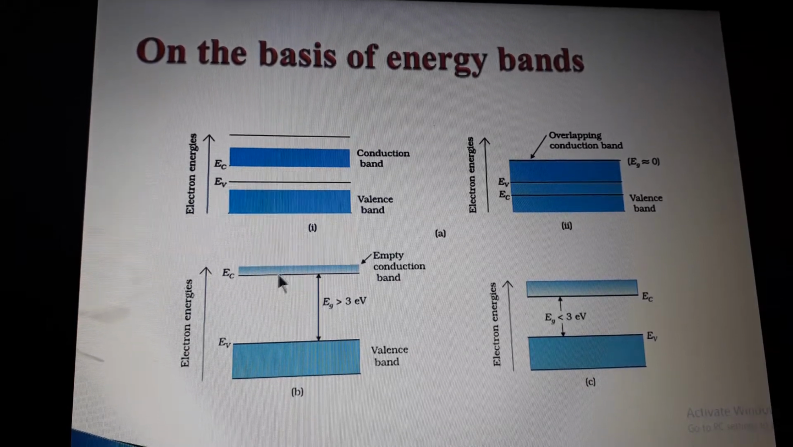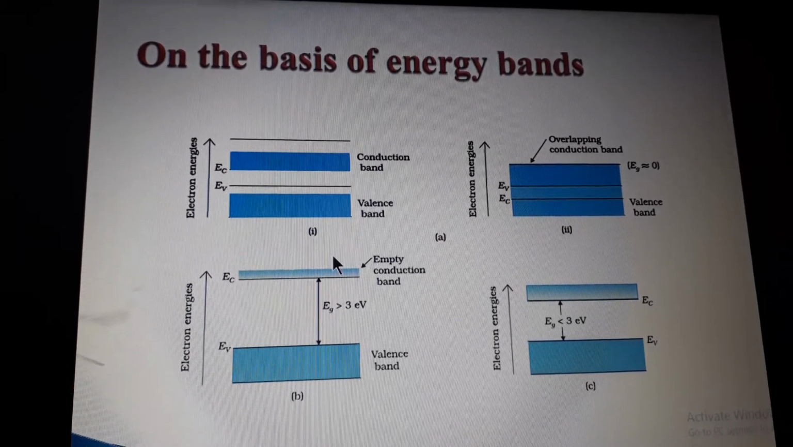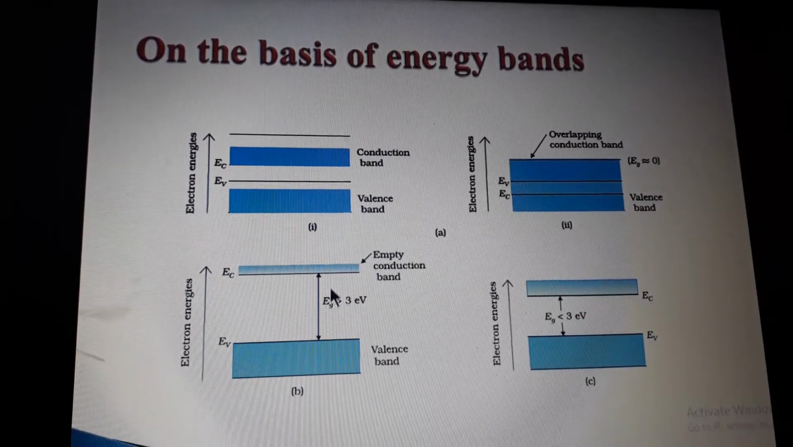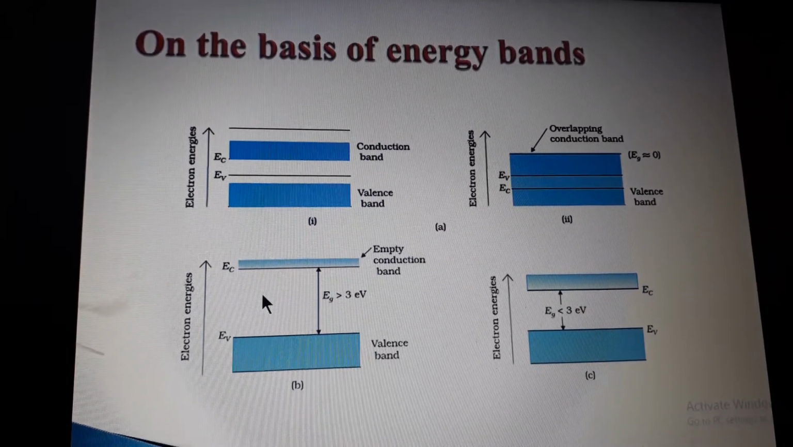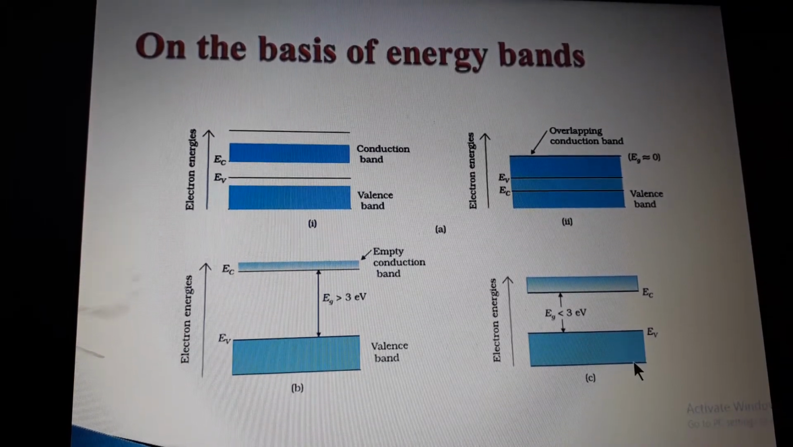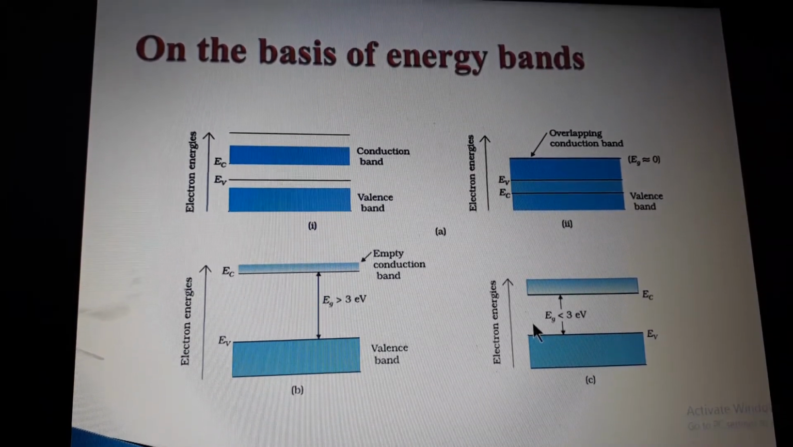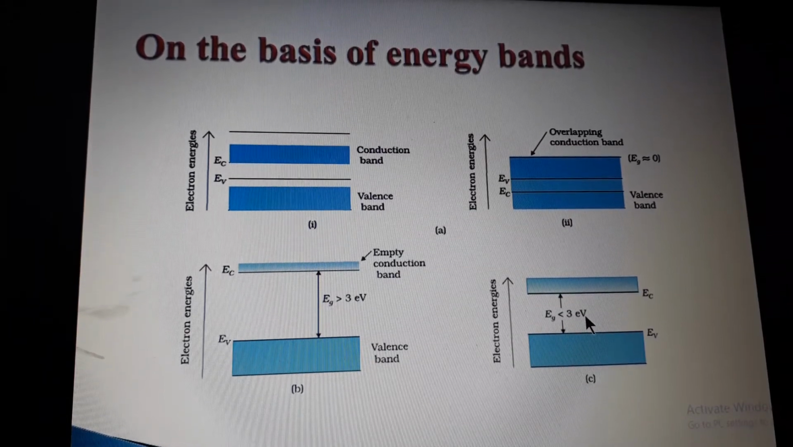So if there are no free electrons, there is no conductivity. This is the energy band diagram for an insulator. Now just see it here, the semiconductor. What happens? There is a valence band and a conduction band, and their energy gap is less than 3 electron volt.